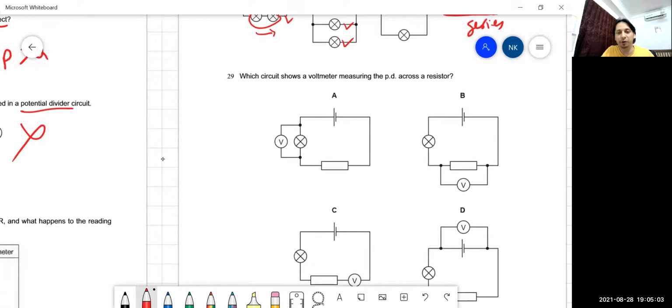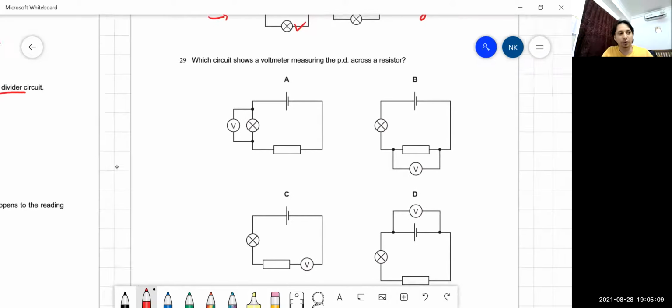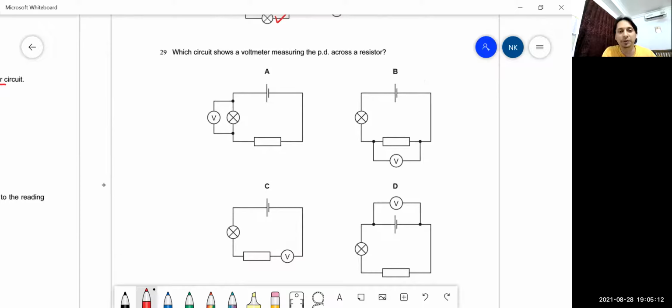Which circuit shows a voltmeter measuring the potential difference across a resistor? Now, when you have to do this question in the exam, children, which circuit shows a voltmeter measuring the PD across a resistor? Remember, across a resistor. So this is a resistor, this is a resistor, this is a resistor, this is a resistor. PD across a resistor. So they have connected the voltmeter across a lamp. Wrong answer. In option C, they have connected the voltmeter in series. That is wrong. It should be in parallel. Option C is wrong. And in option D, they have connected the voltmeter across a battery.